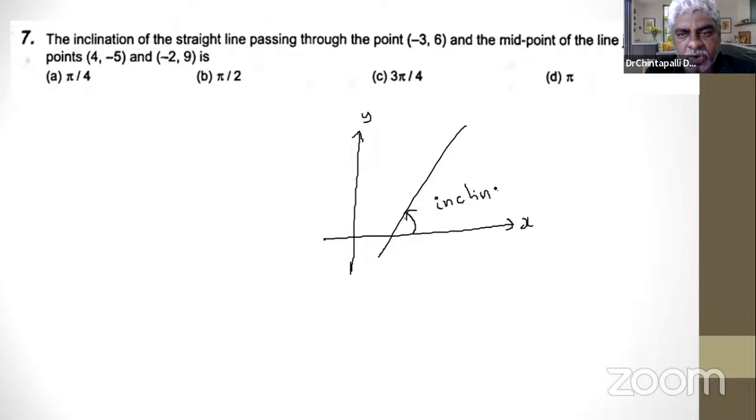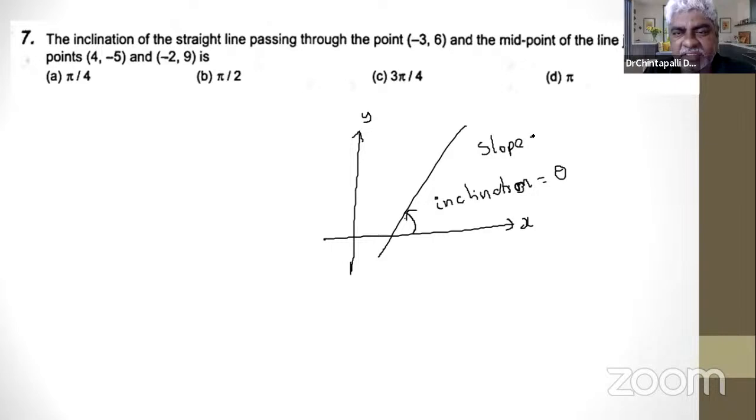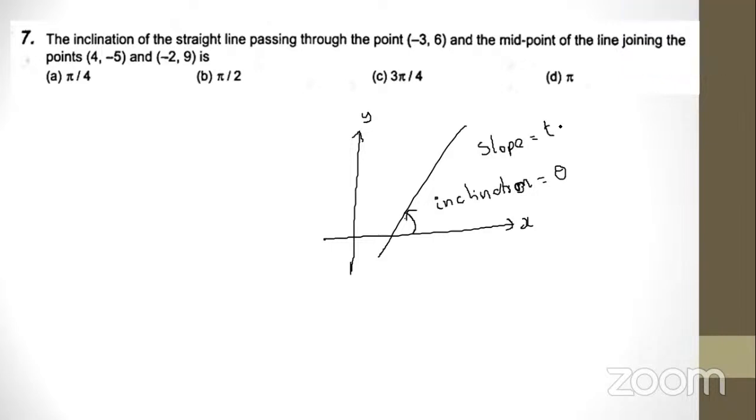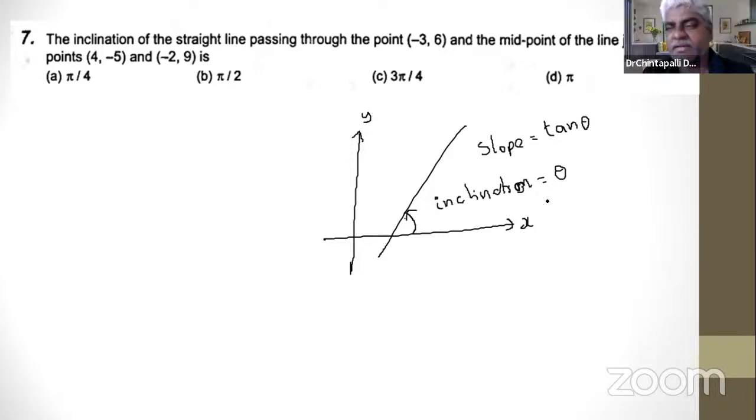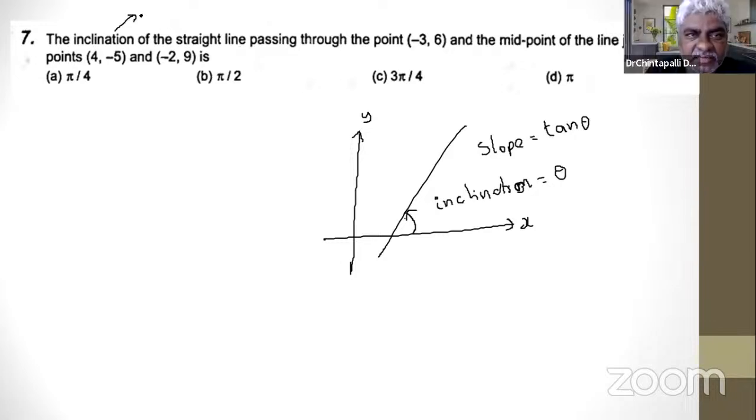What is the relation between inclination and slope? If inclination is theta, then slope is equal to tan theta. The tan value of the inclination is equal to the slope. In this question, the inclination of a straight line is asked. That means theta is asked.